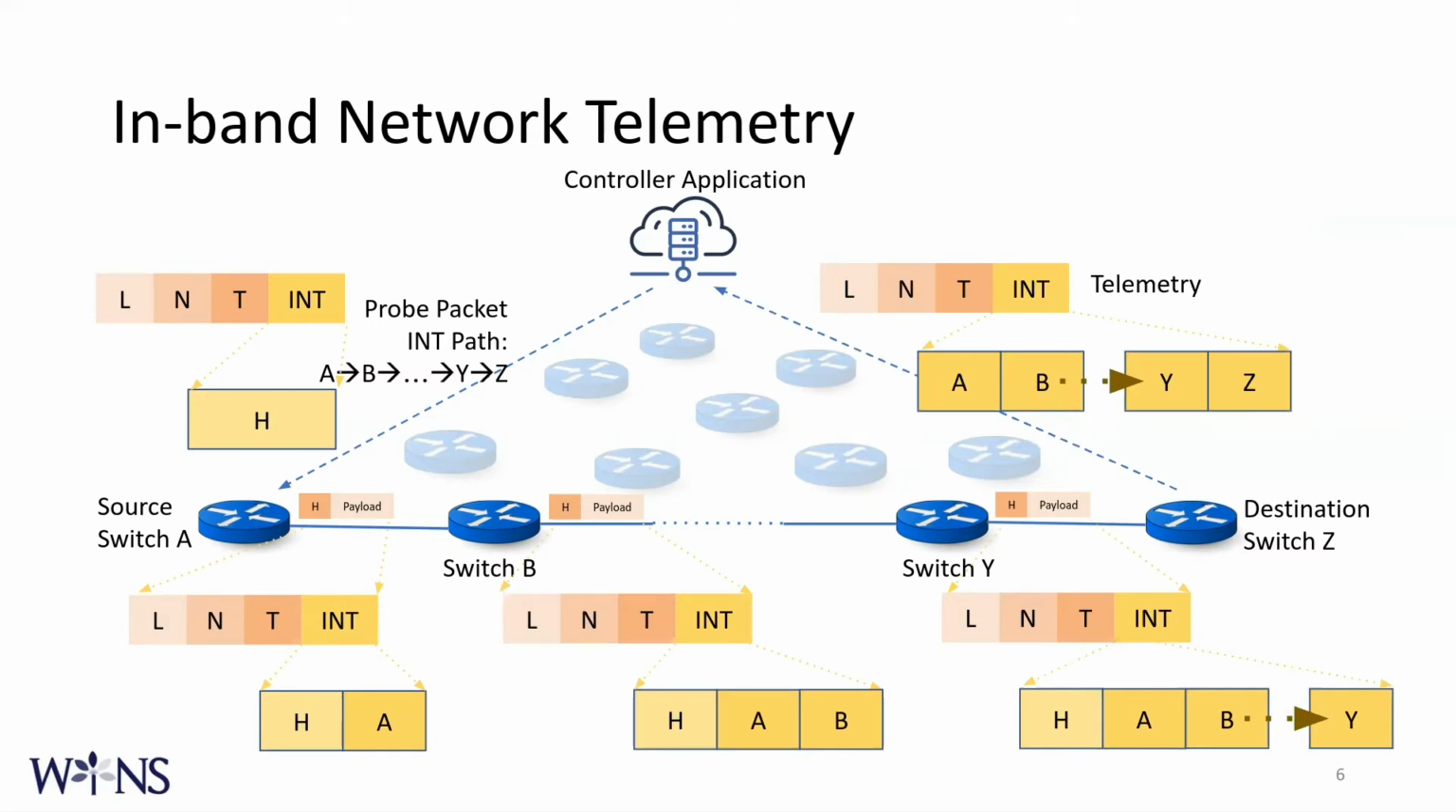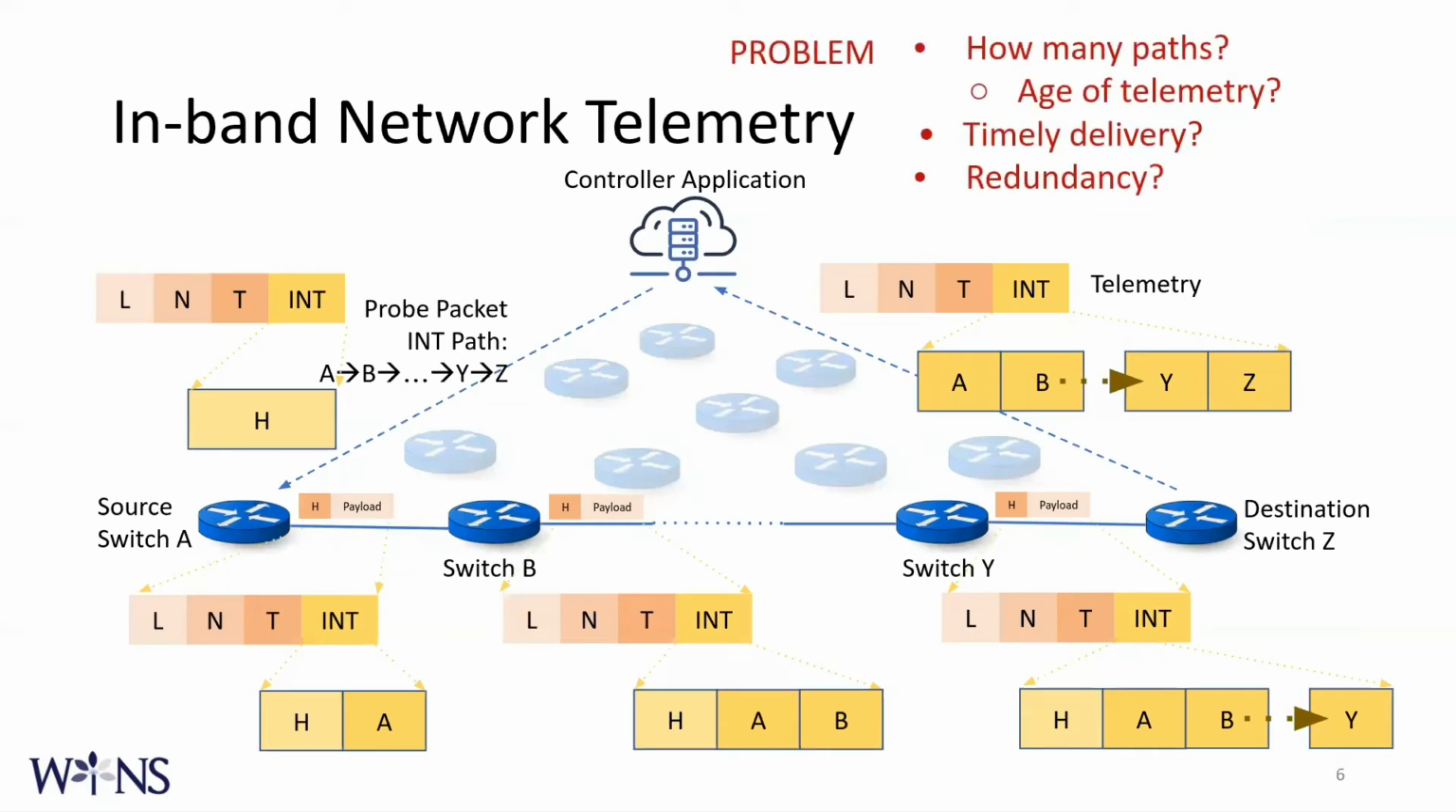As you can see, this actually fixes one of the problems with the legacy telemetry solutions, which is the communication overhead between the control application and the data plane. Inband network telemetry allows a single packet to carry information from multiple switches, so that you can minimize the control overhead. However, there are certain design problems in using inband network telemetry correctly or efficiently.